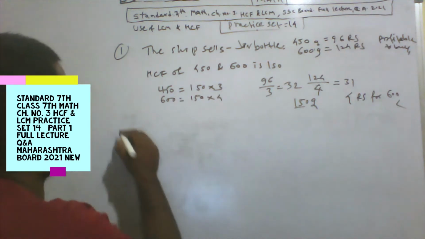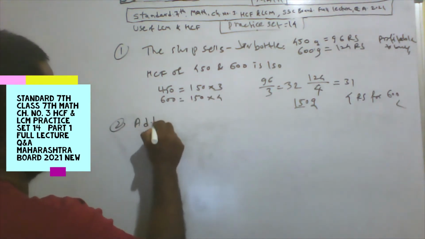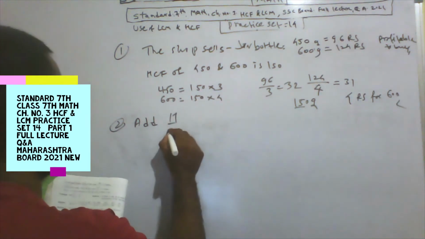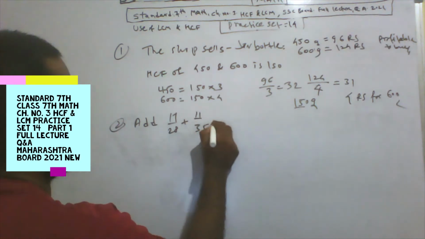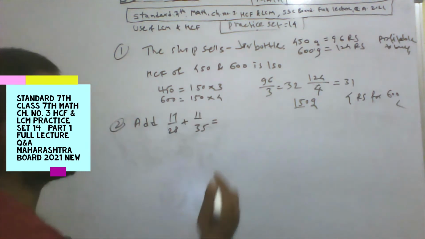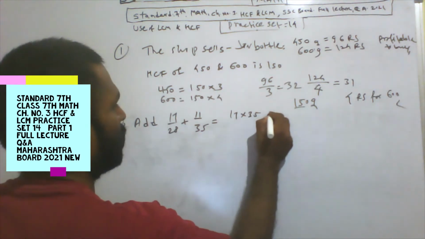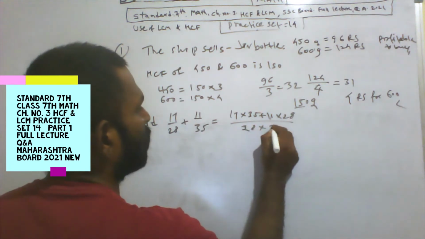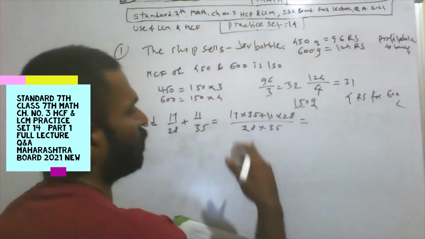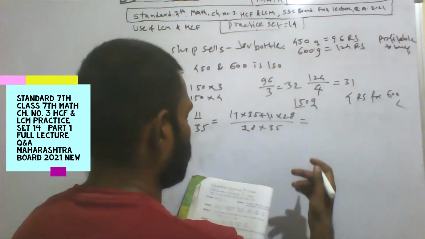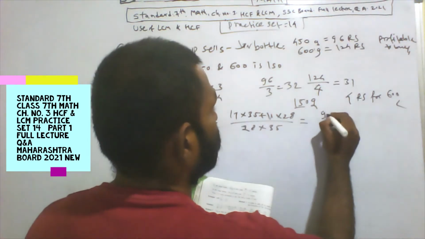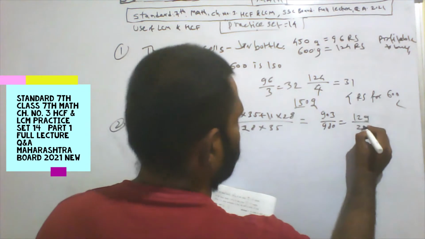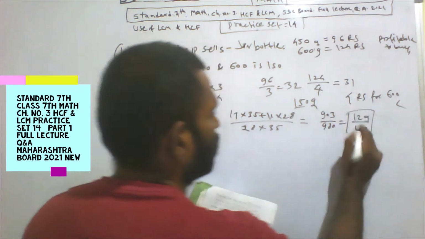Now the second question is to add 17 upon 28 plus 11 upon 35. In the regular method, we do cross multiplication, like 17 into 35 plus 11 into 28 over 28 into 35. That is multiplication, then addition, and then division. The answer is 903 upon 980, which reduces to 129 upon 140. This is a long process.